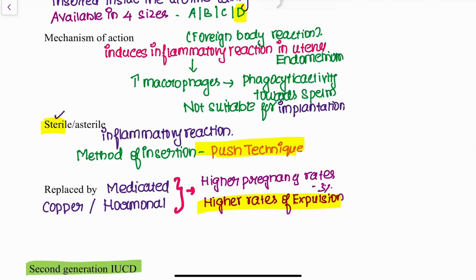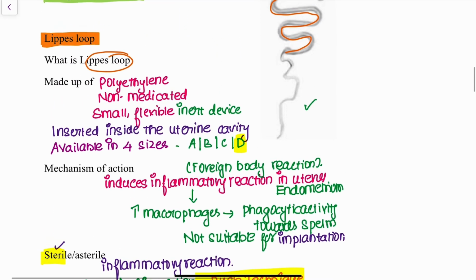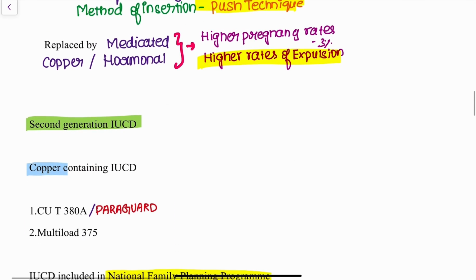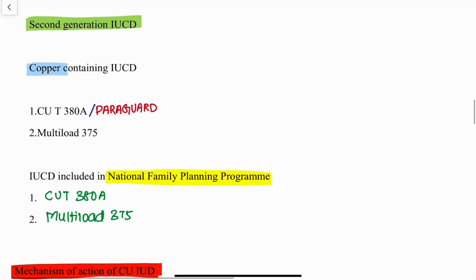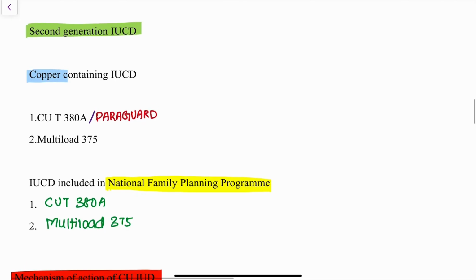So because of that reason, it was later replaced by the medicated intrauterine contraceptive devices, including the hormonal and the copper containing IUD. Is that clear? So this is all about the Lippes loop. So if it is clear for you, we can move now to the next session.